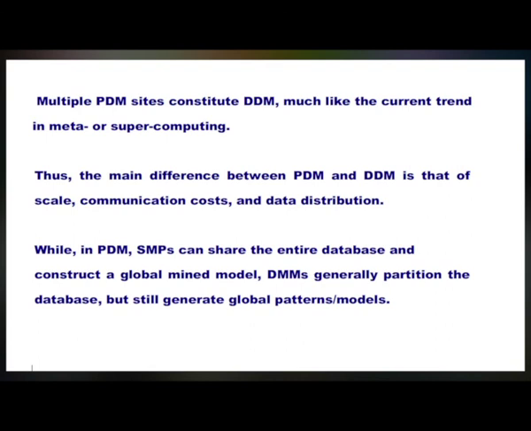Thus, the main differences between PDM and DDM are scaling, communication cost and data distribution. While in PDM, SMPs can share the entire database and construct a global mined model, DDM generally partitions the database but still generates global patterns or models. On the other hand, in DDM, it is typically not feasible to share or communicate the data at all. Local models are built at each site and are then merged or combined via various methods.